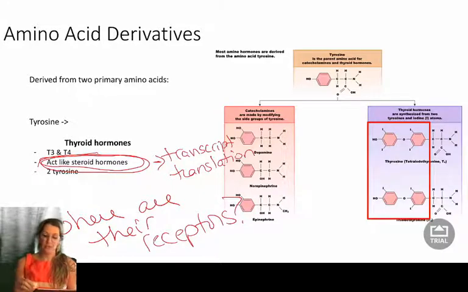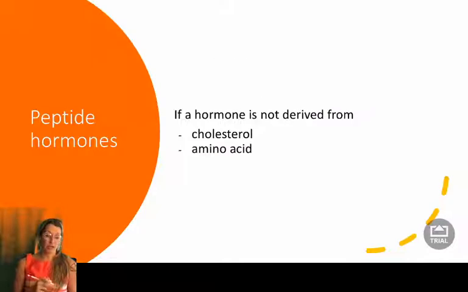And the way that you can visually distinguish them is they have two tyrosines. Okay, derived from amino acids. You can distinguish the catecholamines versus the thyroid hormones based on their mode of action. Peptide hormones. If a hormone is not derived from cholesterol or an amino acid, it's pretty much a peptide hormone.